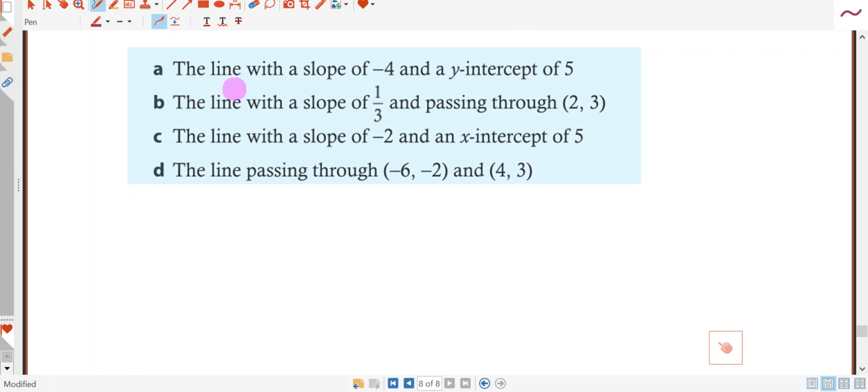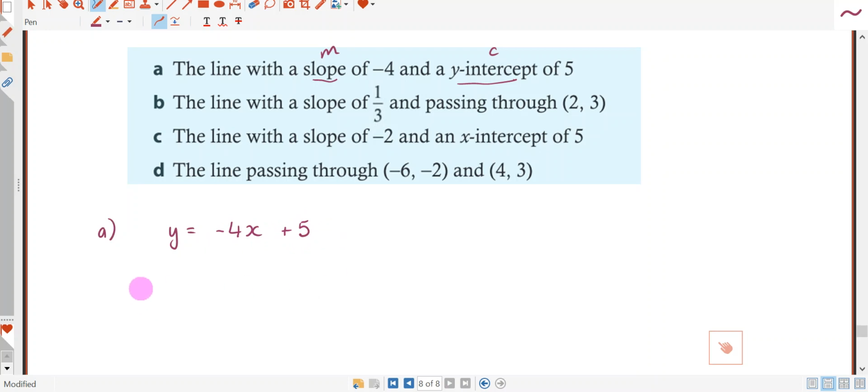So if I've got a line with a slope of negative 4 and a y-intercept of 5, which form is the best way to write it? Y equals mx plus c. Okay? Because the slope is the m and the y-intercept is the c. So for A is just y equals negative 4x plus 5. Okay? All right. So that's an example. I'm going to do that one.